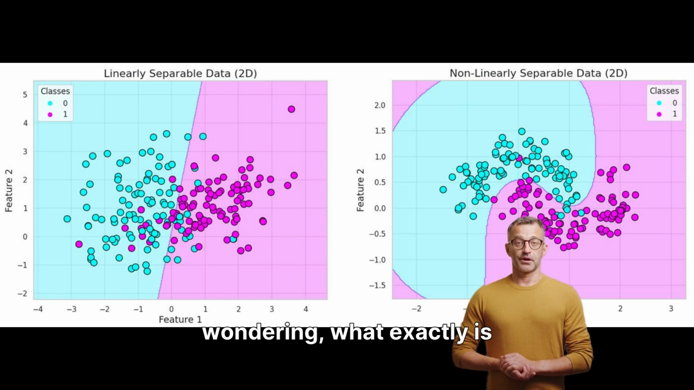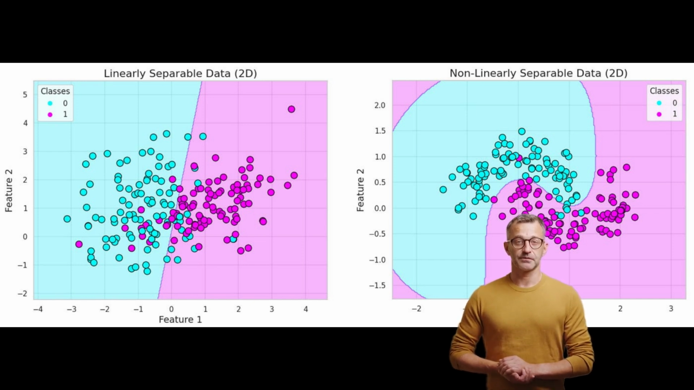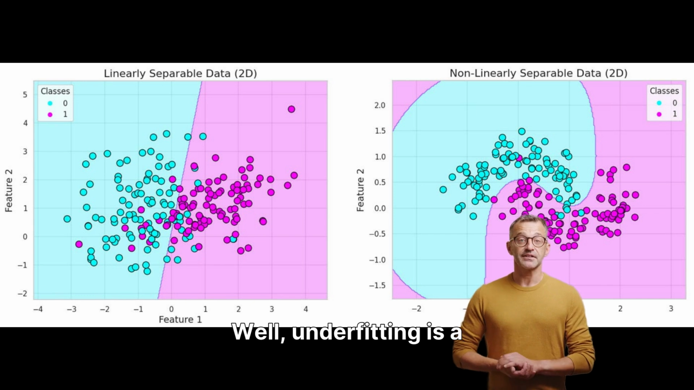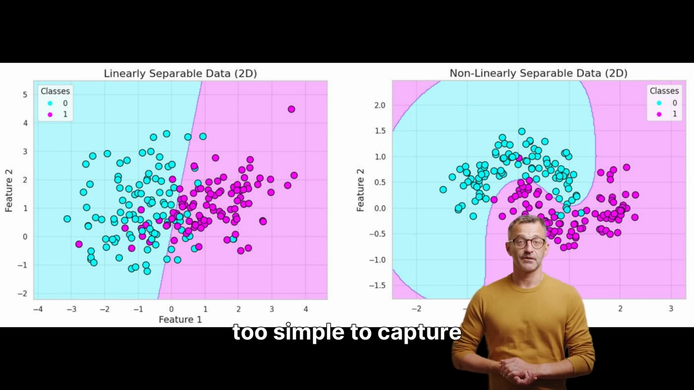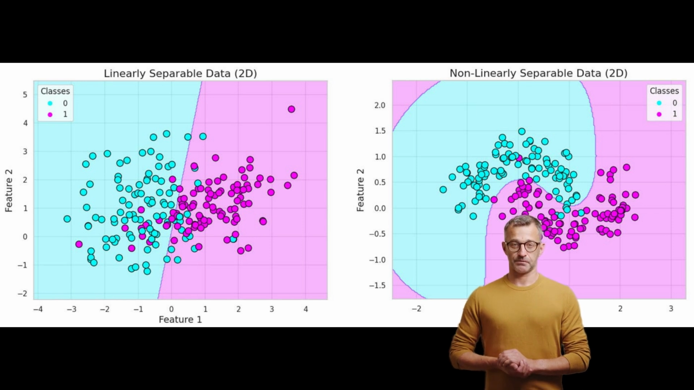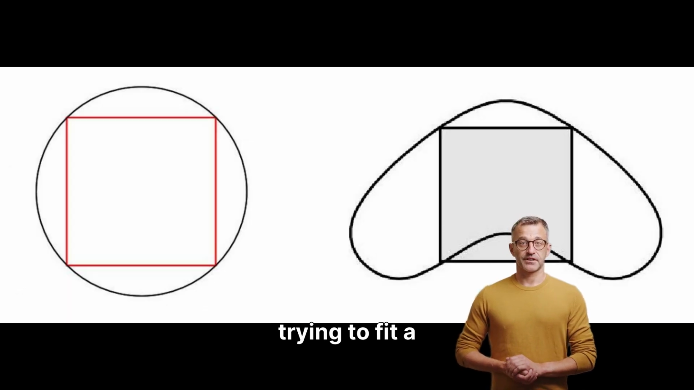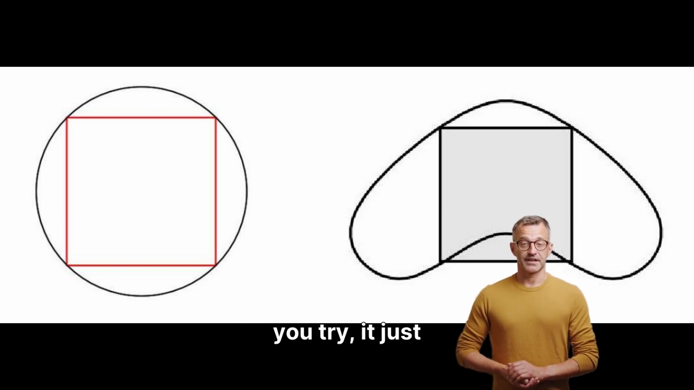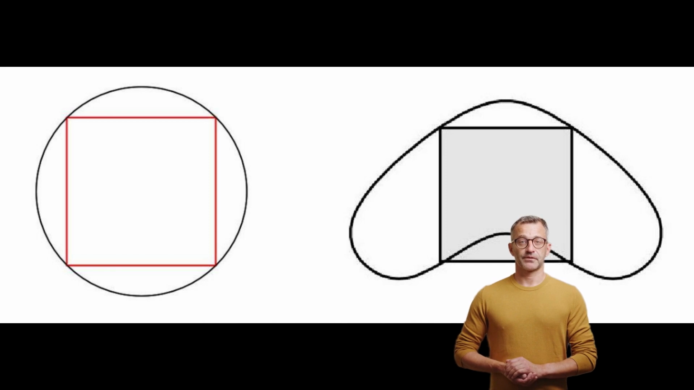Now, you might be wondering, what exactly is underfitting? Well, underfitting is a term used to describe a situation where a machine learning model is too simple to capture the underlying patterns in the data. Think of it like trying to fit a square peg into a round hole. No matter how hard you try, it just won't fit. So, let's break this down further and see how it can impact AI performance.